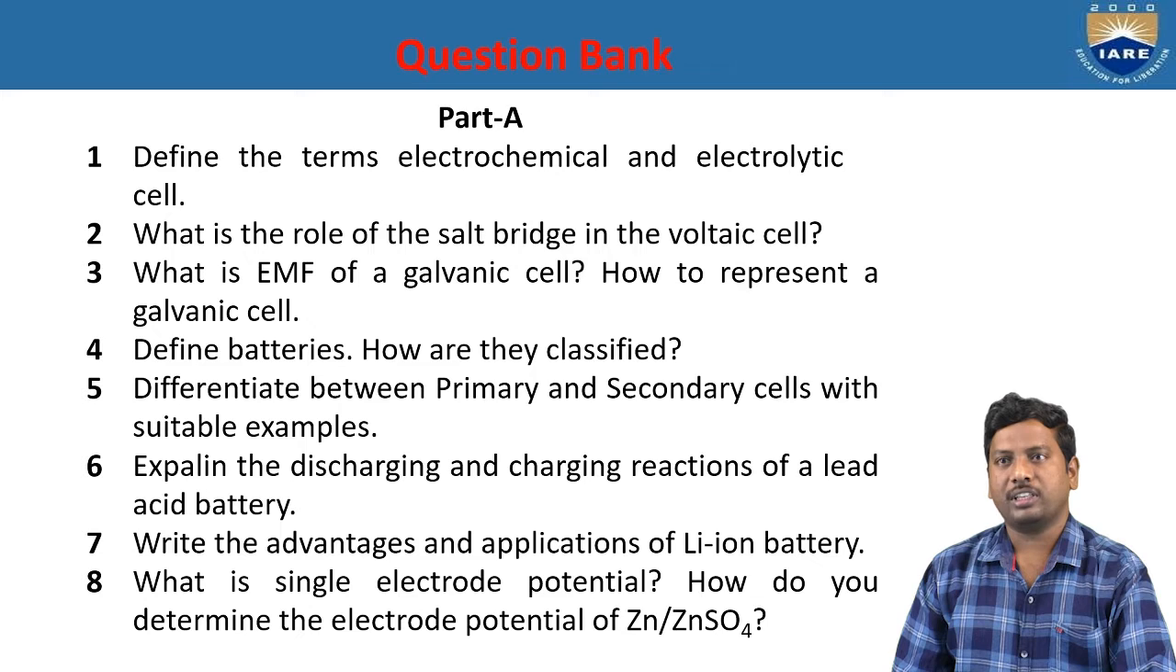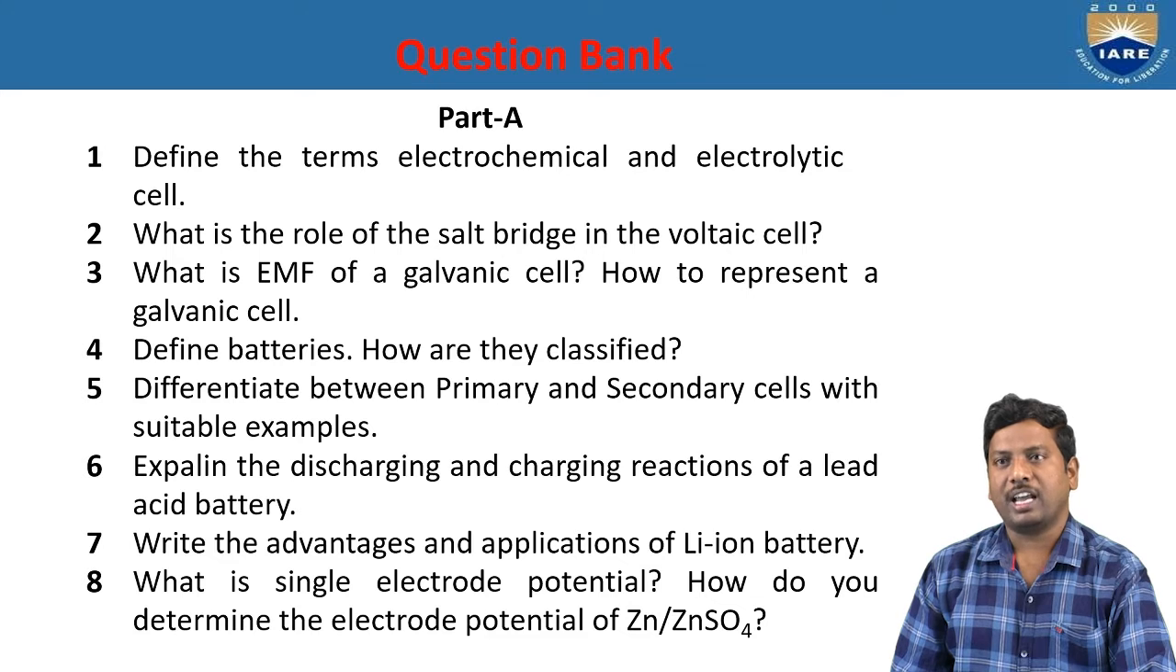What is the role of the salt bridge in a voltaic cell? The salt bridge is one of the pieces of equipment used to separate the solutions of the electrolytes present at the different electrodes, both anode and cathode. For example, take a galvanic cell, which contains both zinc sulfate and copper sulfate solution. These two electrolytes are separated by a salt bridge, and it avoids the mechanical mixing of the two electrolytic solutions.